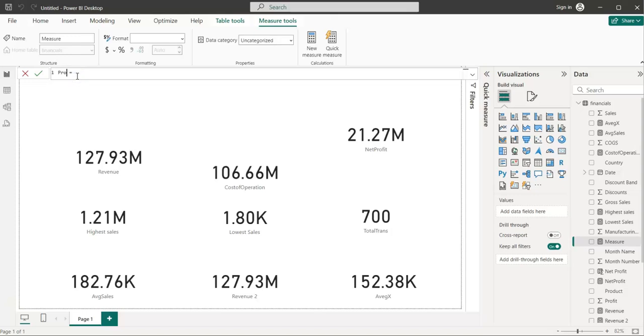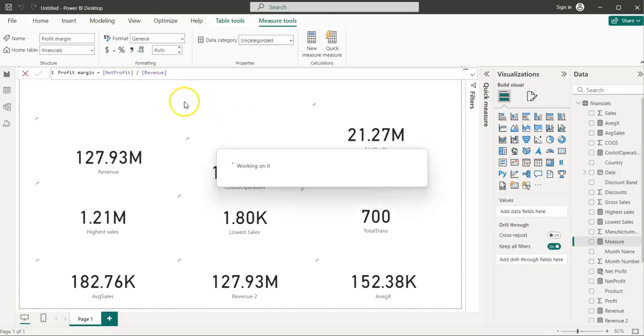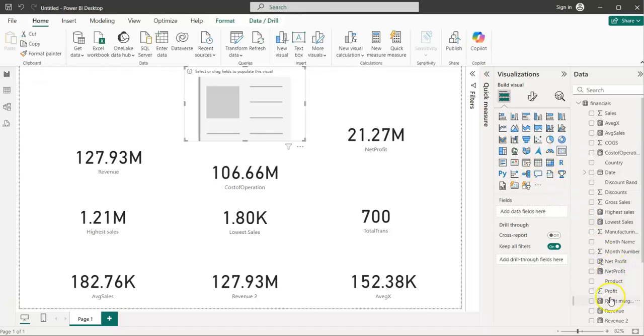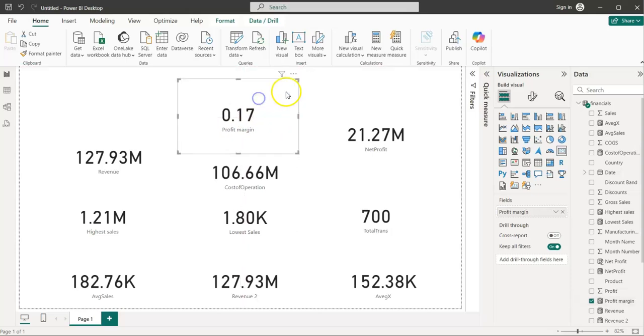We are going to try out two different ways to calculate the profit margin. So we have profit margin equals the net profit divided by revenue, using the traditional division. If you run that, we are going to have the profit margin. So let me bring in a card, then pull in the profit margin. Then I have 0.17. So that means I have a 0.17 profit margin.